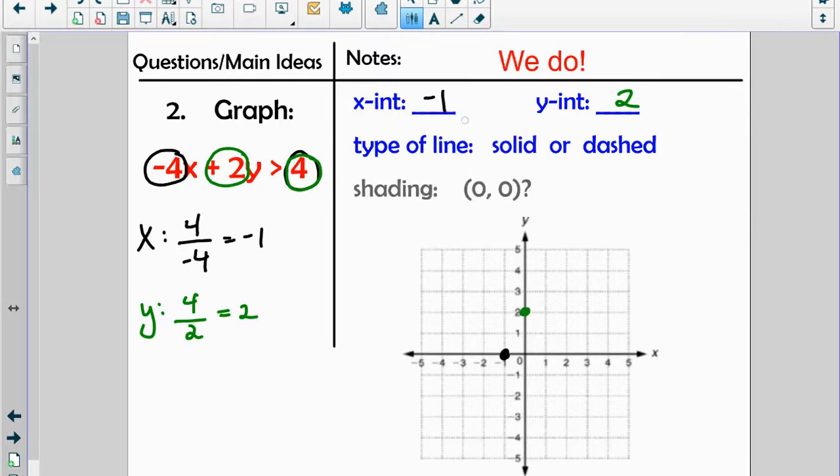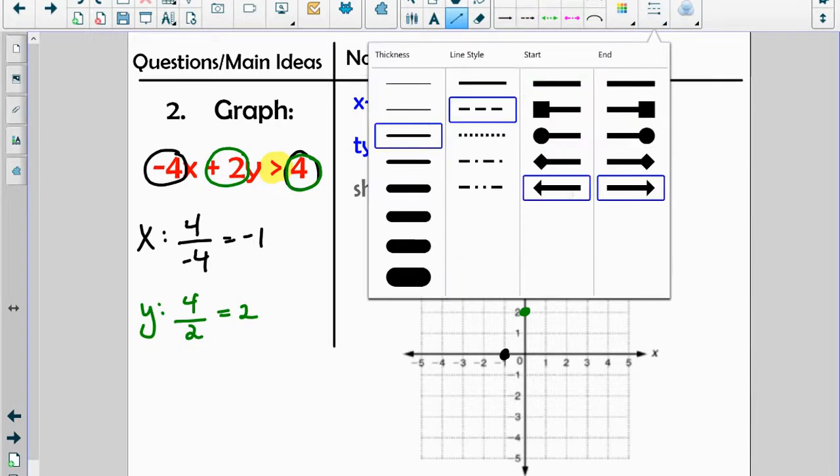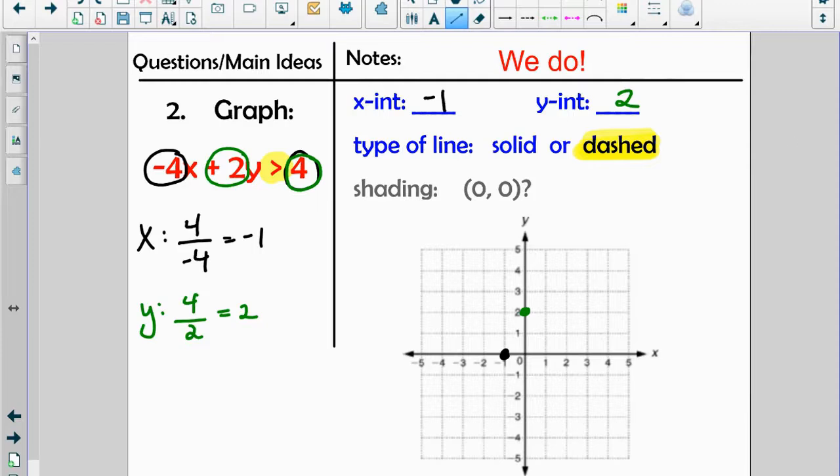Before I draw my line, I have to check my inequality symbol, which will tell me which type of line to draw. My inequality symbol is a greater than but not equal to symbol. Because it's not equal, I'm going to draw a dashed line to show that the ordered pairs on a dashed line are not solutions. So I am going to use the dashed line tool, arrows at the beginning and the end, to draw my boundary line.